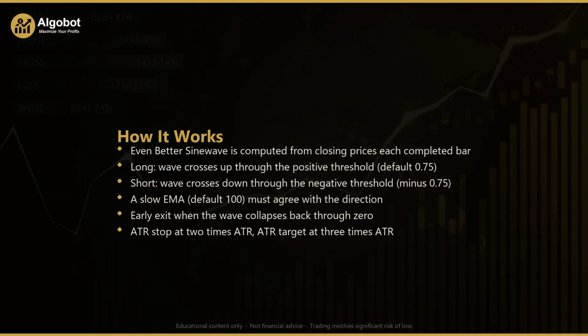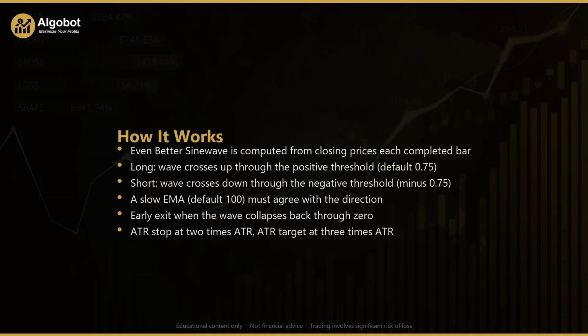Before any position opens, a direction filter must agree. The expert advisor calculates a slow exponential moving average, 100 periods by default. For a long, the closing price must sit above that average. For a short, it must sit below. This filter is what keeps the strategy out of counter-trend saturation spikes, where the wave pins hard in one direction while the larger trend still points the other way.